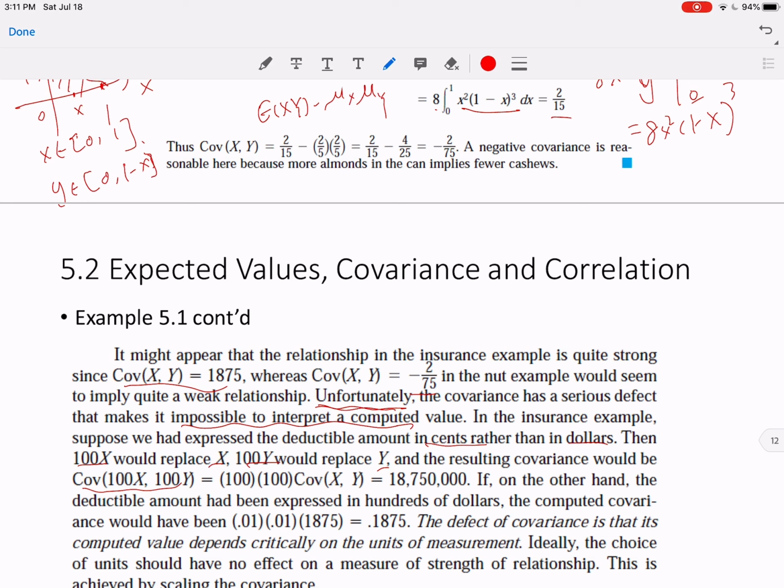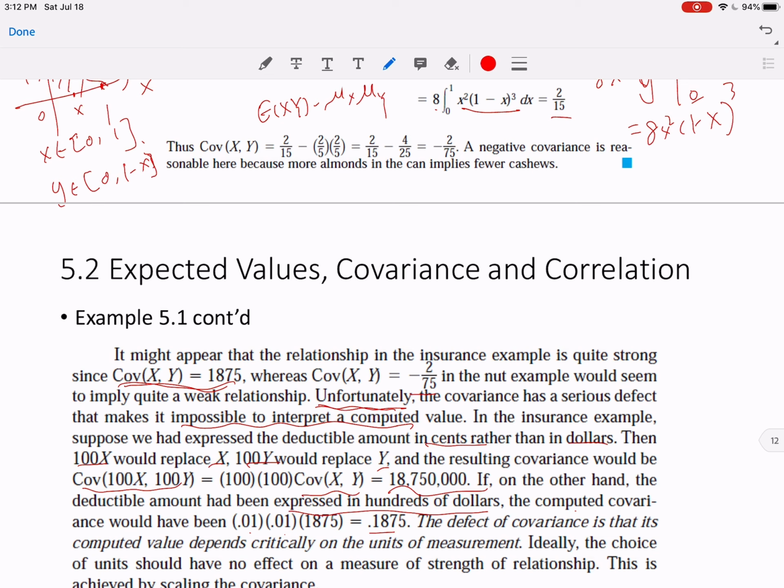That would be 100 times 100 times the covariance of x, y, and we get this big number, which is 10,000 times the covariance we got above. But we didn't change anything except the unit of the money. If on the other hand the deductible amount had been expressed in hundreds of dollars, the computed covariance would have been 0.01 times 0.01 times that, which is 0.1875.